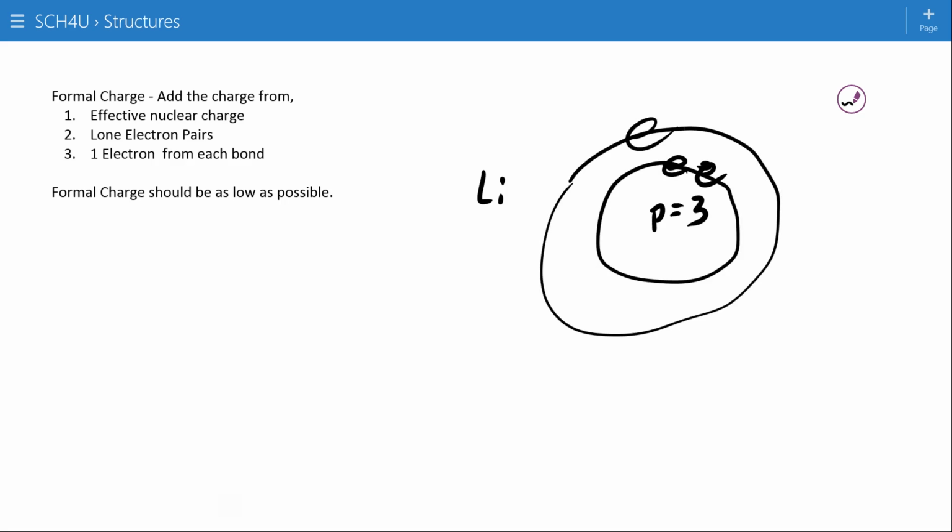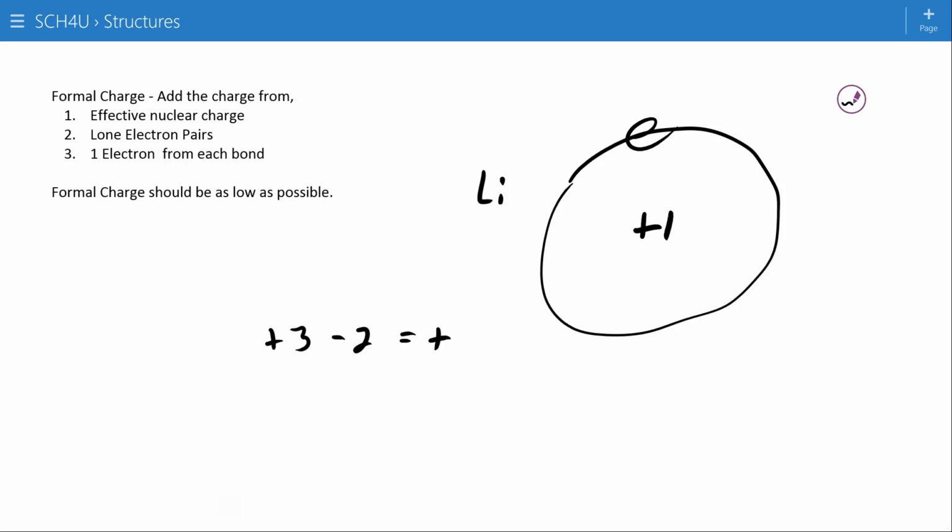The formal charge takes the 2 inner electrons and the 3 protons and cancels them all out and treats them as one inner charge of +1. That was +3 from the protons, -2 from the electrons, or +1. If you think about that then, the effective nuclear charge is always going to be equal to the number of valence electrons for a neutral atom.